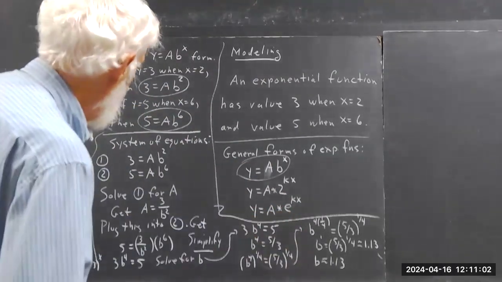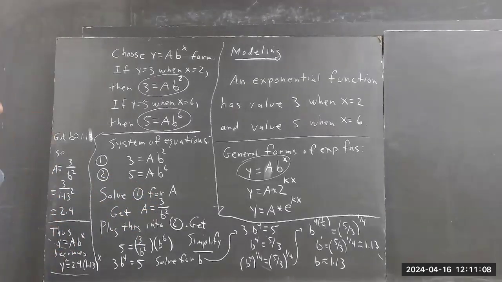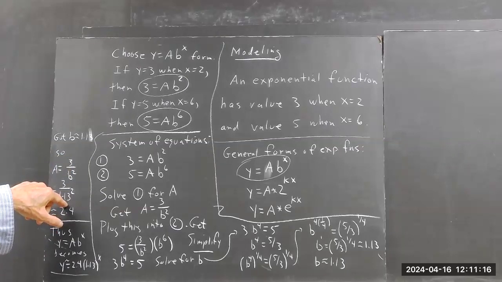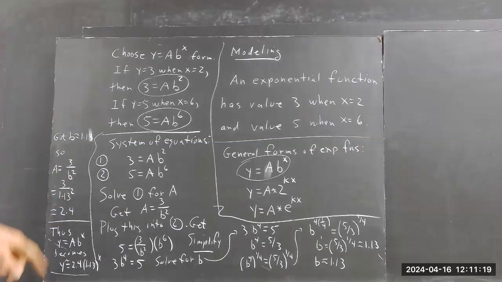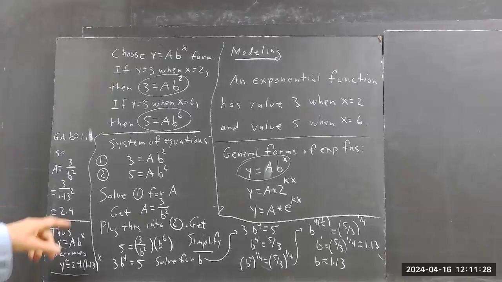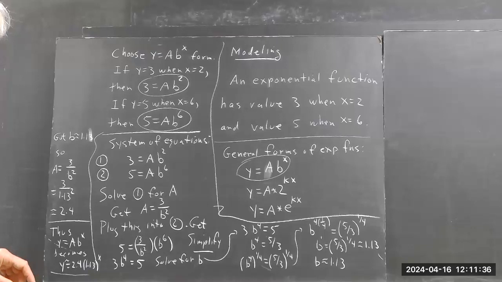Now, once we have the value of b, we know that a is 3 over b squared. So we write a equals 3 over b squared and replace b by our 1.13. I'm guessing like 1.136 or something like that. That's too good to guess. So 3 over 1.13 squared is, I'm thinking around 2.4, maybe 2.5. Probably 2.4. Actually, I won't say that. Might well be 2.5.